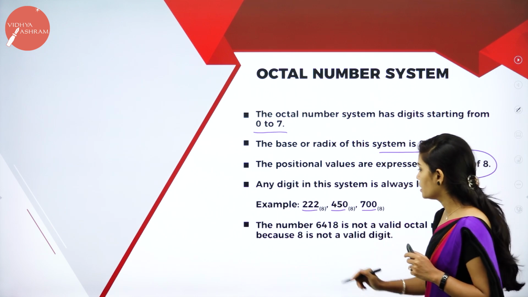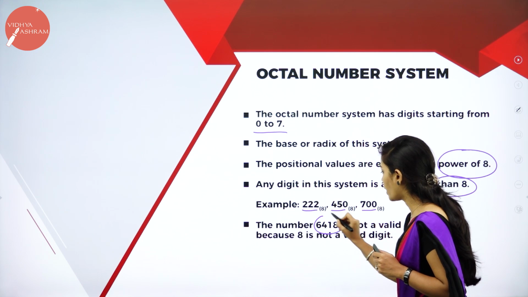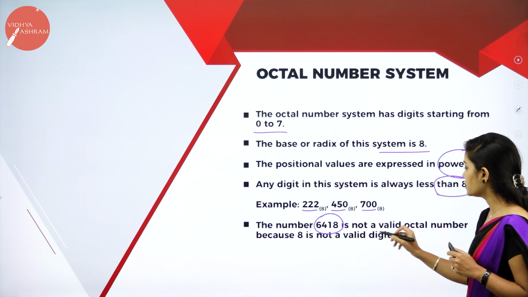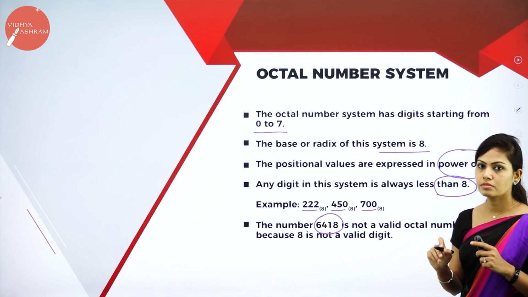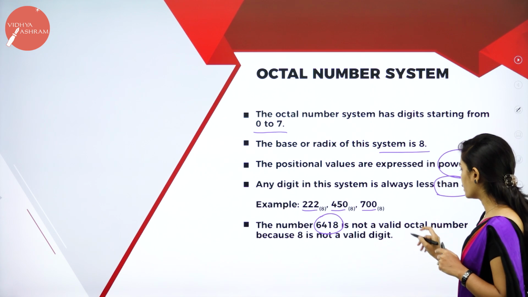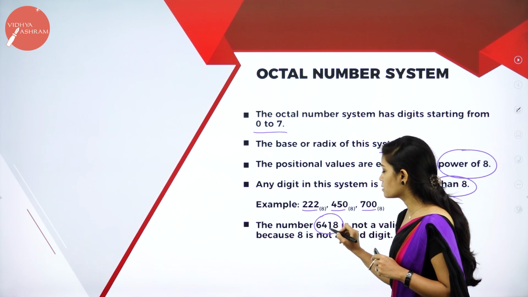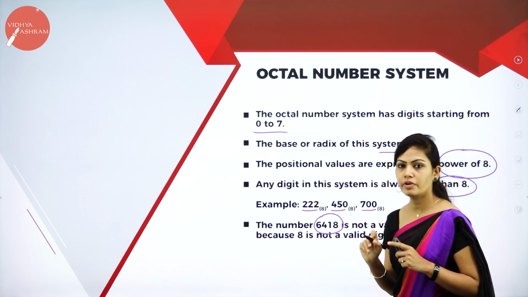But keep in mind the number 6418. 6418 is not valid. Why is it not a valid number? Because an octal number consists of only the digits 0 to 7.